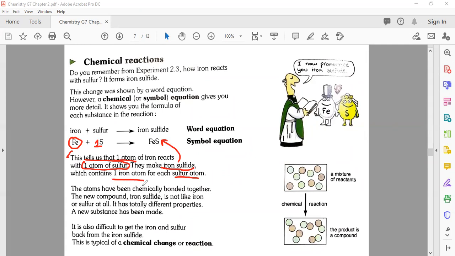The atoms have been chemically bonded together. They join with one another chemically. The new compound iron sulfide is not like iron or sulfur. The new compound that we made here is not like iron or sulfur. It has totally different properties. A new substance has been made, totally different and changed from its reactants.